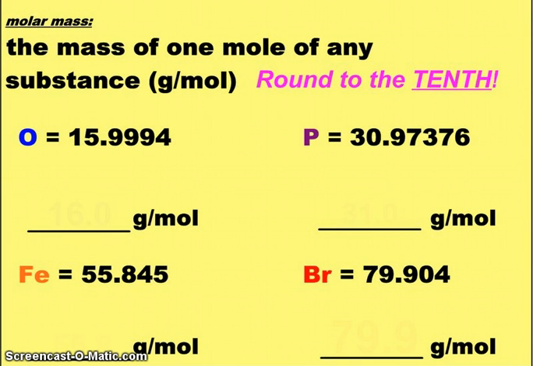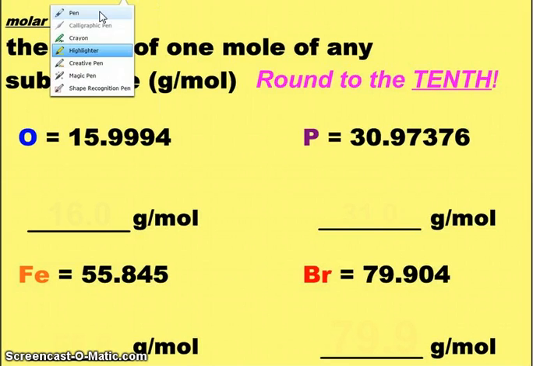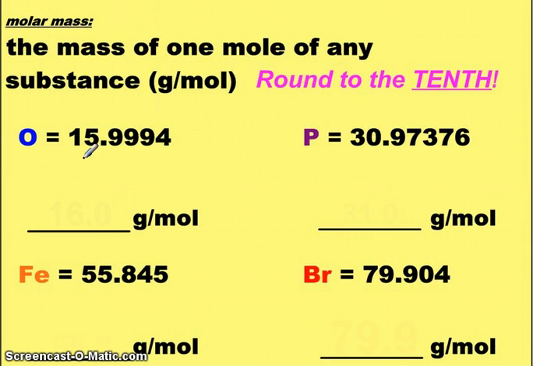So looking at oxygen here, 15.9994. How I round, 15.9, that's the 10th spot. The next number says round up. And so the actual molar mass for us for oxygen is 16.0. Yes, you need the point 0. That means I'll take off points if you don't have it. That's just a rule we're going to use.